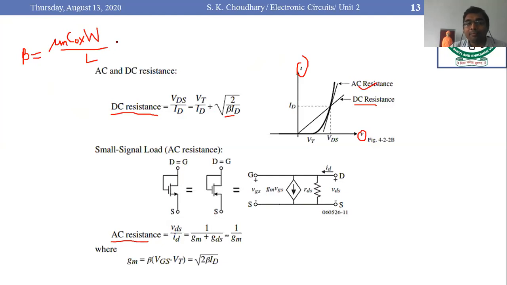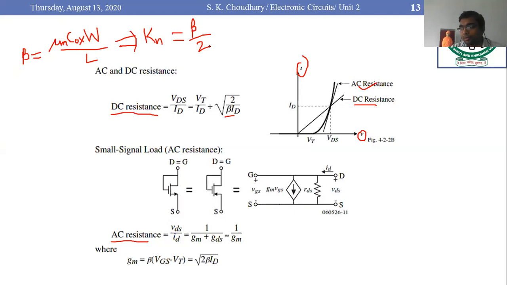And how it is correlated with the capital Kn that we have learned earlier. Beta is also a transconductance parameter, Kn is also a transconductance parameter. But what is the relationship between these? Kn is equal to beta by 2, meaning beta is twice of Kn. Okay. So remember this relationship and write this formula of DC resistance.